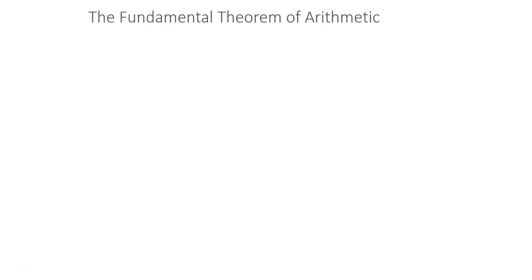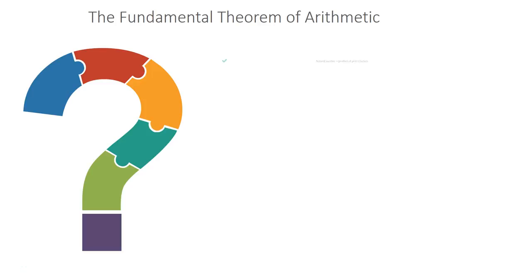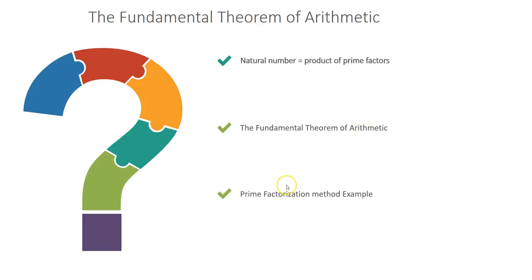In this section, we are going to talk about the fundamental theorem of arithmetic. We'll start with natural numbers and see that every natural number can be expressed as a product of its prime factors. Then we'll talk about what the fundamental theorem of arithmetic is. And then we'll talk about prime factorization method examples.